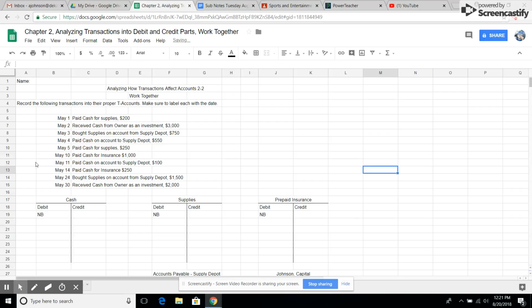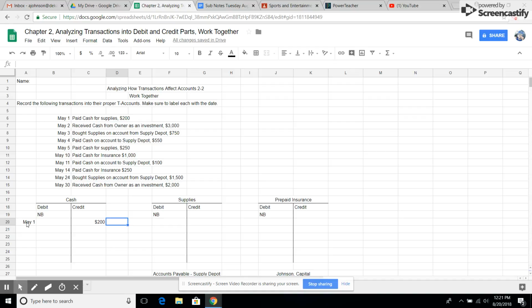So, looking at May 1st, we are paying cash for supplies. So if we're paying cash, our cash is going to go down. So we're going to come over here, we're going to label May 1st. And because cash is decreasing, we want to put that on the credit side because it's not increasing, so it's not going to go on the normal balance side. So we put 200 over here. And again, you don't need a plus or a minus, it's just a debit or a credit.